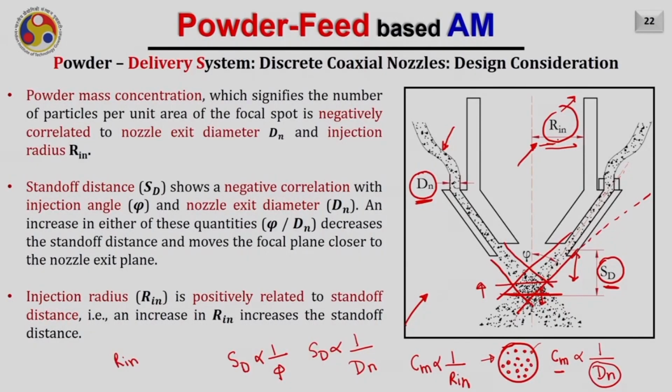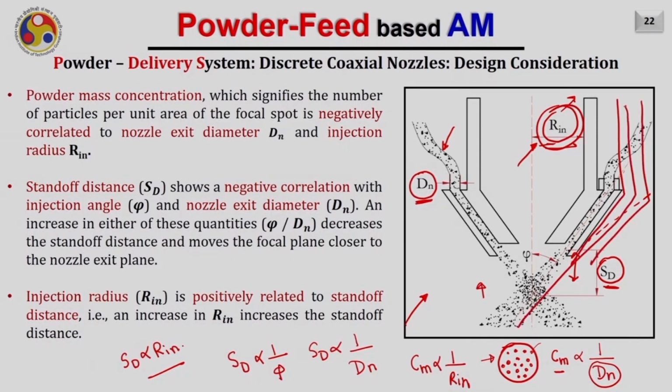Also, it can be observed that this RIN positively depends on the standoff distance, or in other words, the standoff distance is directly proportional to RIN. It can be seen from here itself. For the same case, if, for example, I just increase the RIN, meaning this point will move away like this, then it is obvious now, and this is the axis of the powder you are delivering. You can see that this axis has been shifted downward, and obviously in that case my standoff distance will increase. Hence, if you are increasing the RIN, of course your standoff distance will increase.